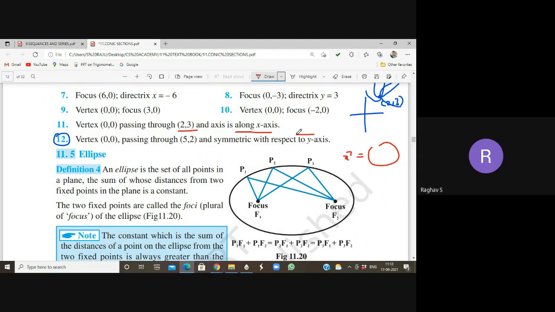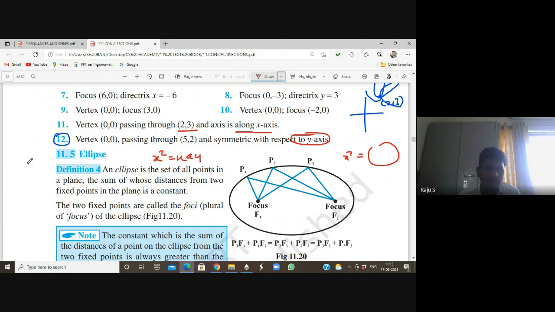Sir, x square equal to 4ay. Exactly, x square is equal to 4ay, because they gave the y-axis as the axis of the parabola, and clearly the point (5, 2) is positive, in the first quadrant, and the vertex is clearly given as (0, 0), so it clearly opens upwards. Open upwards means x square is equal to 4ay. Substitute this point, you will get the value of a.